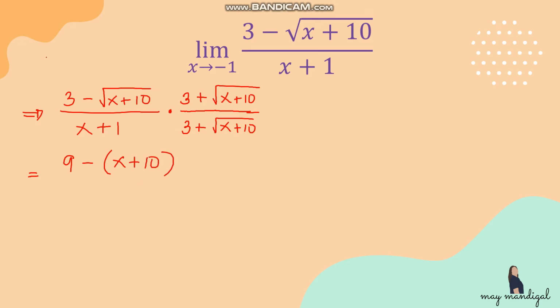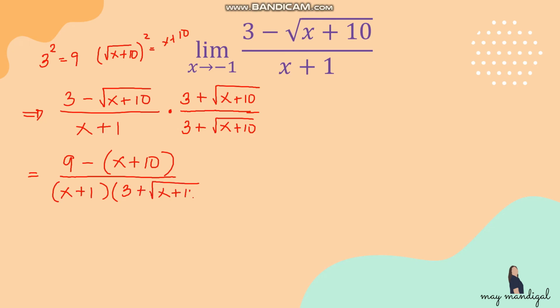What happened here is you just square the first term, which is equal to 9. And then we also square the second term, the square root of x plus 10, so that will be x plus 10. So 9 is this one, and then x plus 10, and the operation is subtraction. For the denominator, you don't need to really multiply all of them. So just write them as factors: x plus 1 times 3 plus the square root of x plus 10.